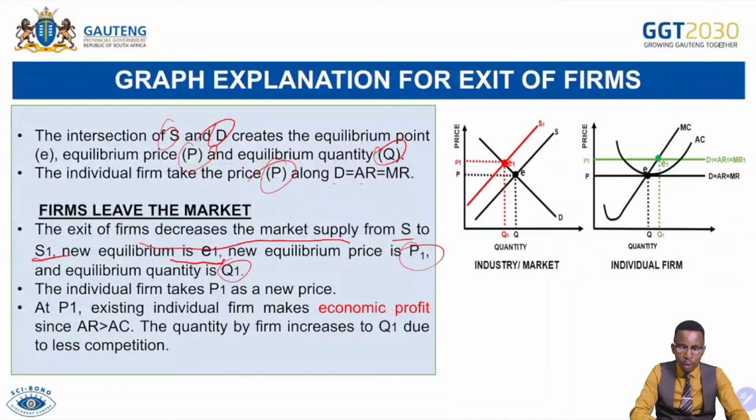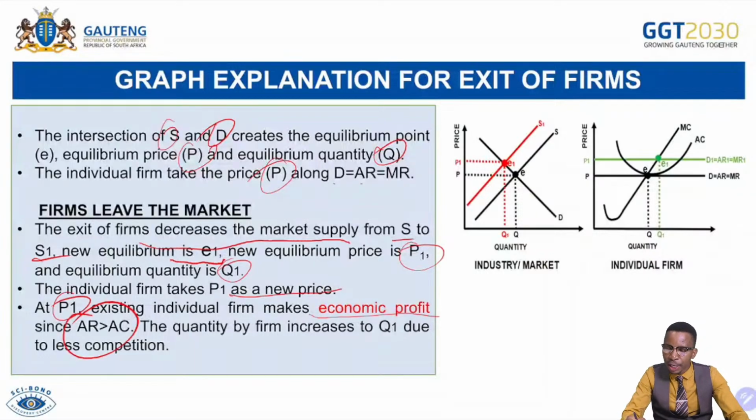The individual producer or firm takes the price at P1 as a new price, and then at P1, existing producers or firms make economic profit because the AR is more than AC. You can see that your AR is up there, which maybe is 80, but your AC is down there, which is 60. For that reason, it is making economic profit. So should firms leave the market, existing firms will find themselves enjoying economic profit or supernormal profit because of the decrease in competition.